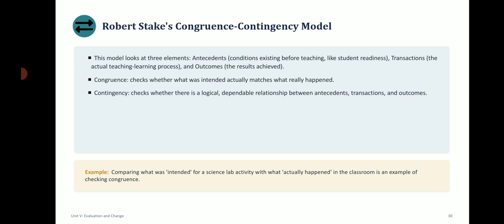Stake takes the congruence-contingency evaluation model. So Stake has also given a model. Stake's countenance model is used to explain and judge the curriculum. It is important that this description and judgment are made by different people as they look at it.